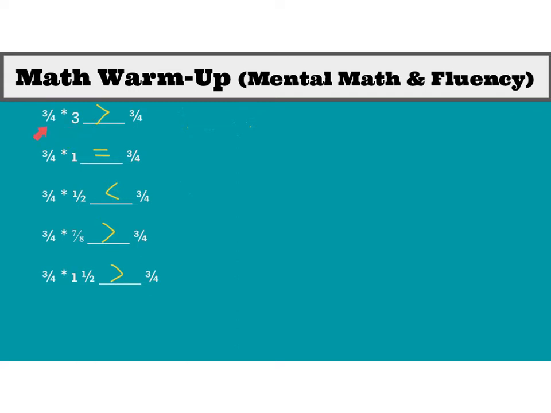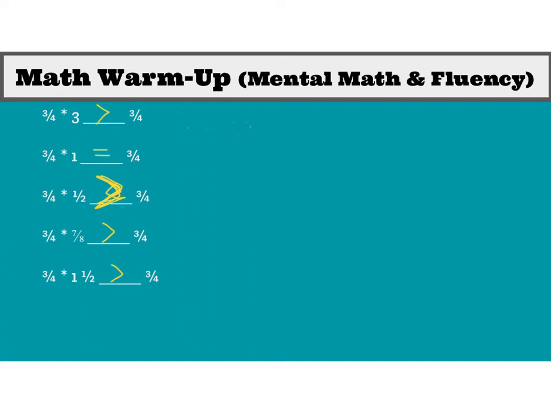The first one you should have had greater than. And the reason we know just by looking at that, we already have 3/4 and we're multiplying that times 3. So of course it's going to be bigger than 3/4. We have 3/4 times 1, which is the same as 3/4. So of course this one is equal. Our third one, we have 3/4 times 1/2. So again, we're going to be bigger than 3/4. So actually I have that one backwards, don't I? So that one should be greater than. So let's fix that.